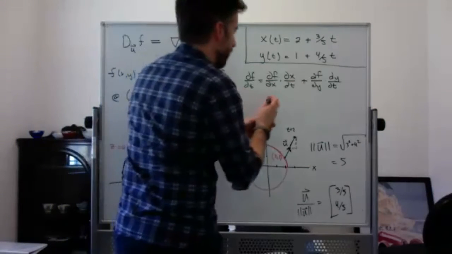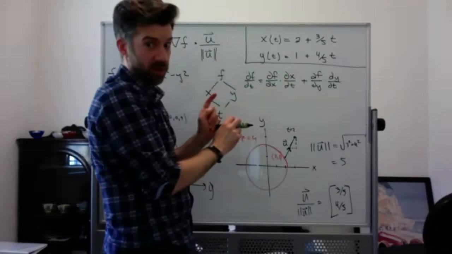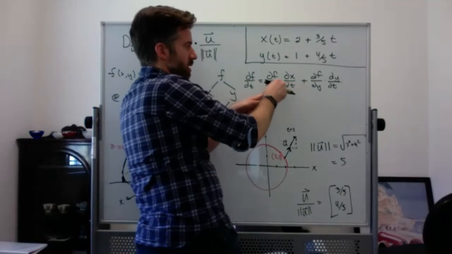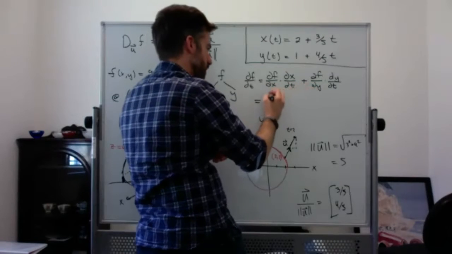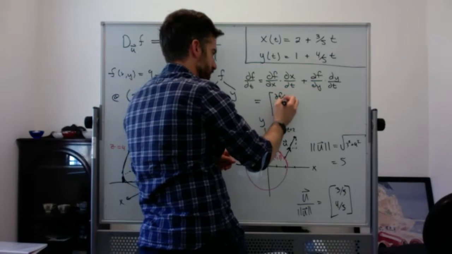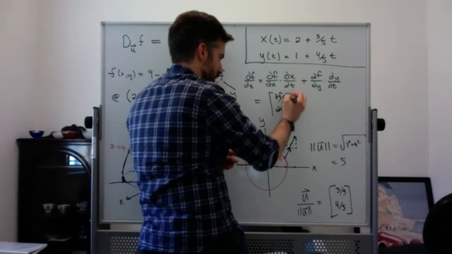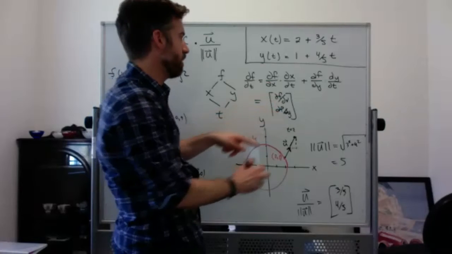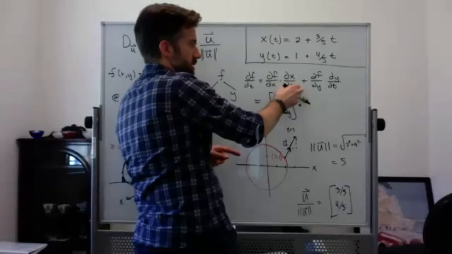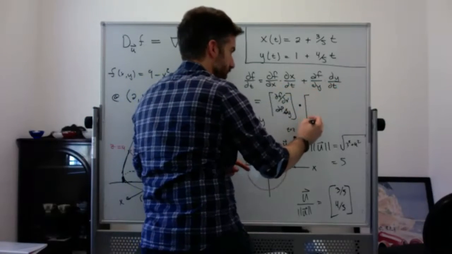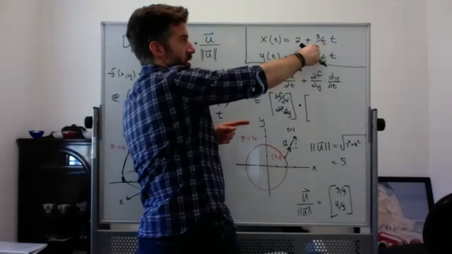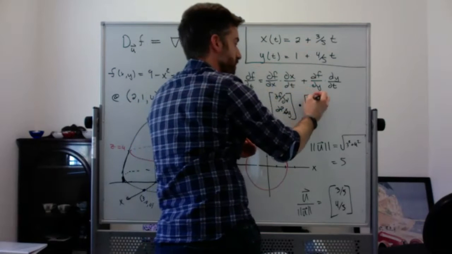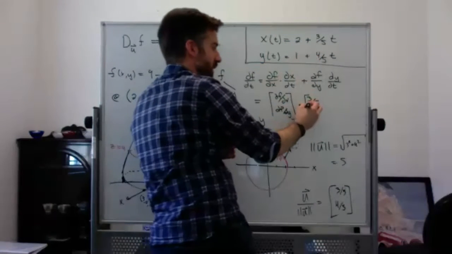Okay, so I can rewrite this as a dot product, and this is the important part, so you really want to pay attention here. This is going to be the dot product of the vector ∂f/∂x, ∂f/∂y. That's just the gradient, right? It's the partials of f in x and y, dotted with dx/dt, dy/dt. But dx/dt is 3/5, right? If I look at the derivative of this function with respect to t, it's just 3/5. And dy/dt is just 4/5.